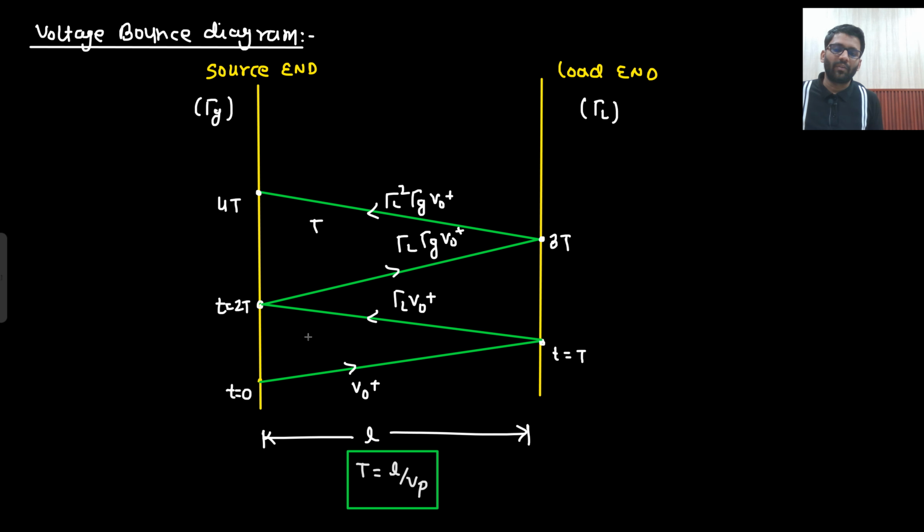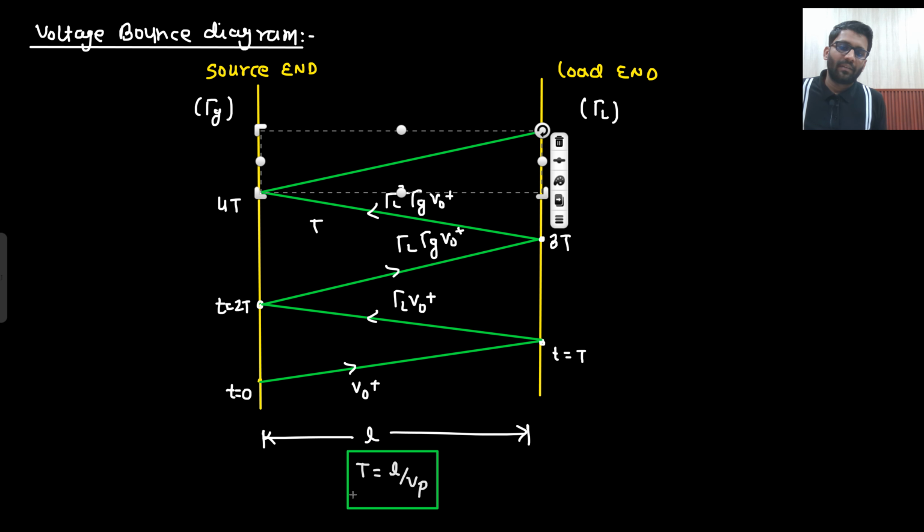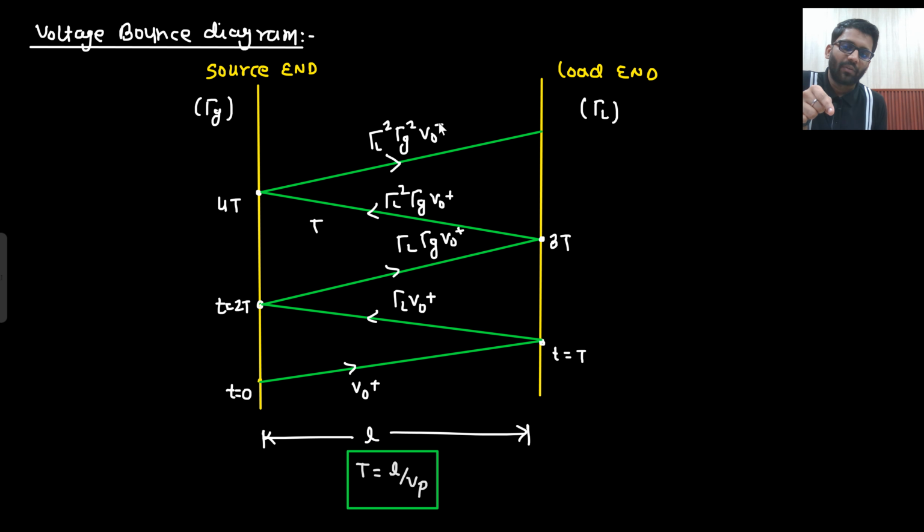Then again it will be reflected back. So what will be the amplitude? The amplitude will be gamma L square gamma G square V naught plus. Then again it will be reflected back. Then this cycle will keep on going in this manner, right? So let's make it till here. Again it will be reflected back, again it will reach, then this reflection will keep on going. So here what I will be getting, gamma L cube gamma G square V naught plus. So at t equals to 0, this time would be 5t.